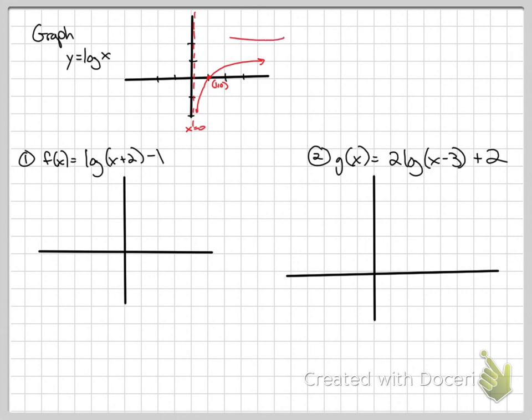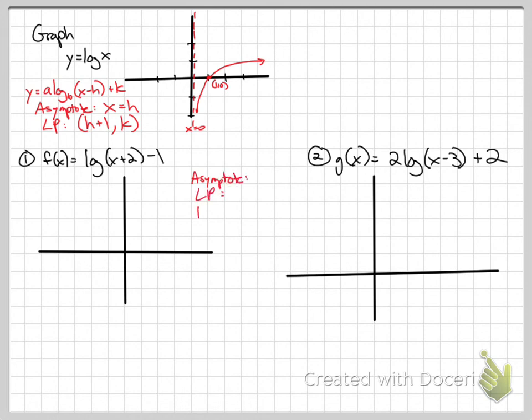So if we do parent graphs, y equals a log, it doesn't matter the base, of x minus h plus k. The asymptote is always going to be at x equals h. Opposite the parentheses, do not forget the x equals. The locator point is always going to be 1 unit to the right of that, so h plus 1, and then comma k. So we are going to sketch number 1. We want to list out all the things, the asymptote, the locator point, and then we're also going to list the transformations.